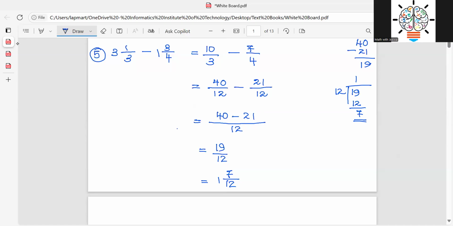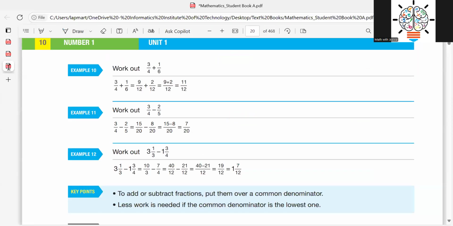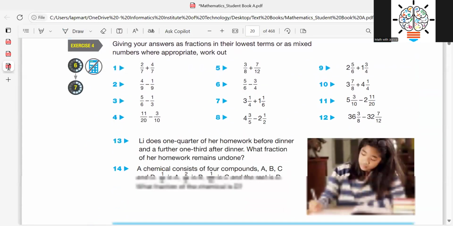So then we deduct 21 from 40. It gives you an improper answer. So then I want to convert that improper fraction into a mixed number because the original question is all about mixed numbers, right? So then we will move to the next, the theory concept they are talking about.